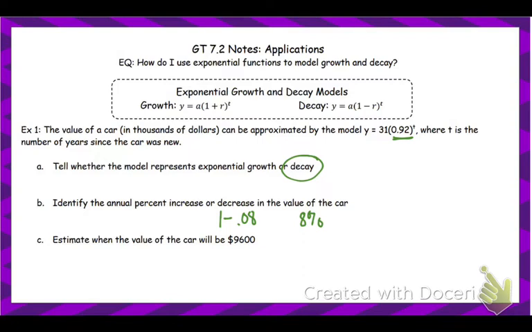So what we want to do is we want to estimate when the value of the car is going to be $9,600. So what I'm going to do is I'm going to take my equation, and there's a couple different ways that we can solve this. But what I'm going to do is I'm going to go ahead and graph this. So I'm going to go to my calculator. I'm going to go ahead and graph this model.